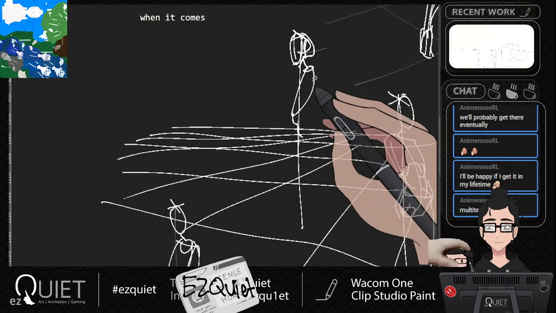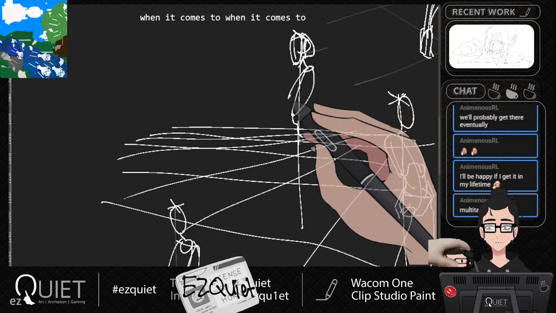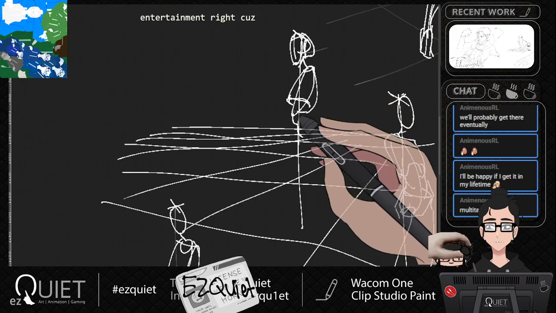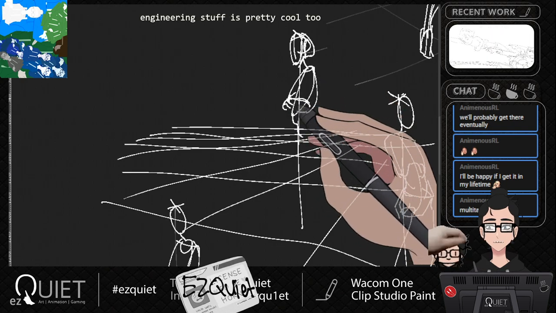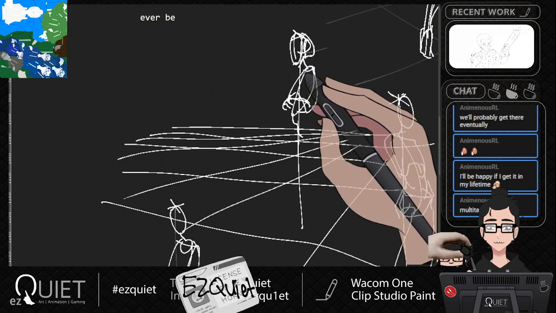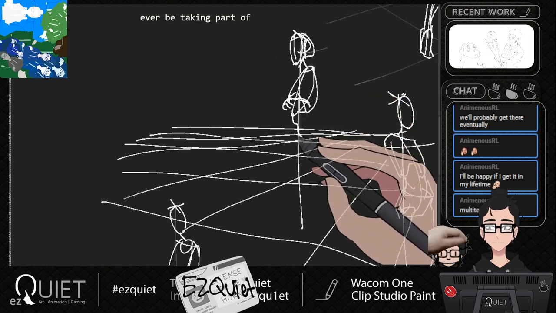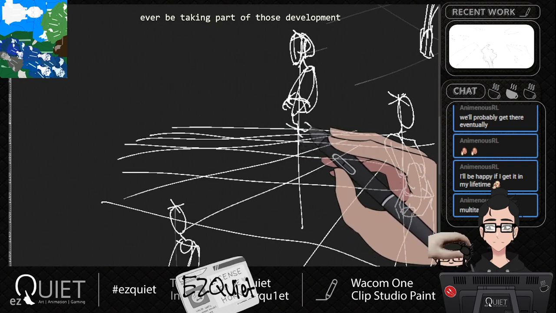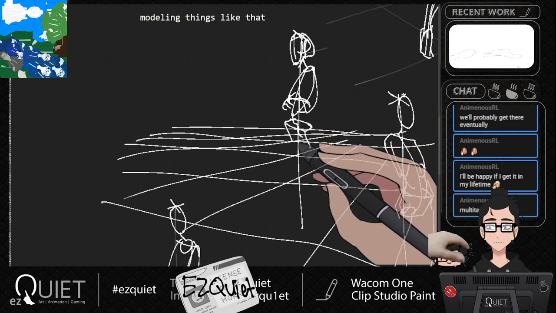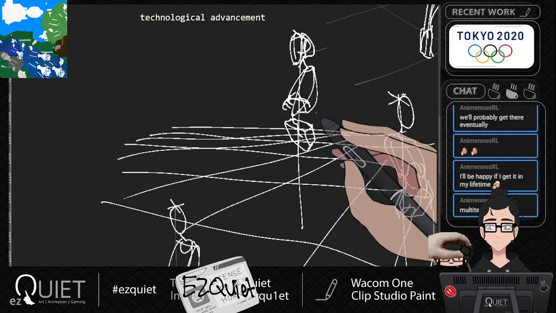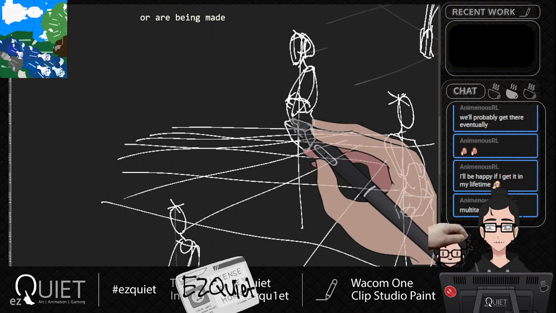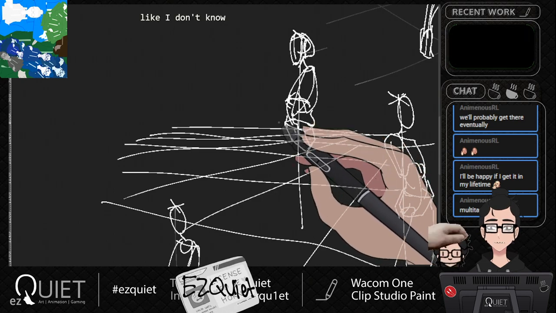When it comes to entertainment, right? Because the other engineering stuff is pretty cool too. But I don't imagine myself being that interested in them to ever be taking part of those development structures. But when it comes to art, 3D modeling, things like that, what other technological advancements could there be made or are being made at this moment that we could be amazed over?